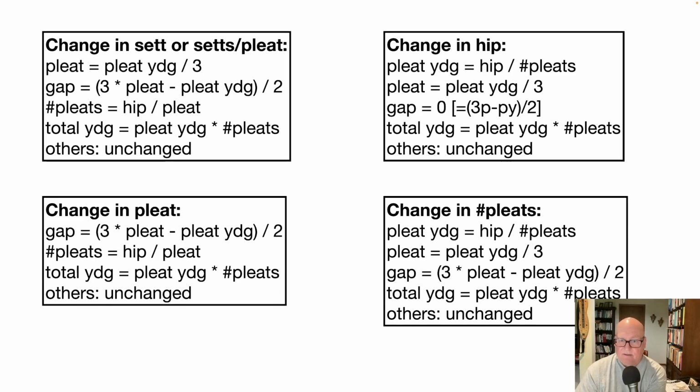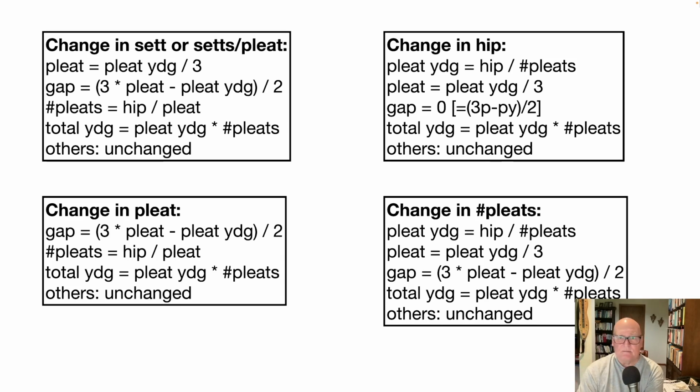Okay, and then finally changes in number of pleats. The pleat yardage updates to its standard. The pleat updates to yardage divided by 3, so it's sort of the new calculation case. Only the bottom left one sets the pleat to anything particular. The gap is a function of that. Total yardage is a function of pleat yardage and pleats, and the others are unchanged. Okay, so I think those are the right things.